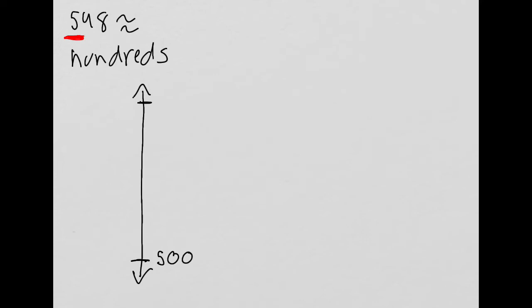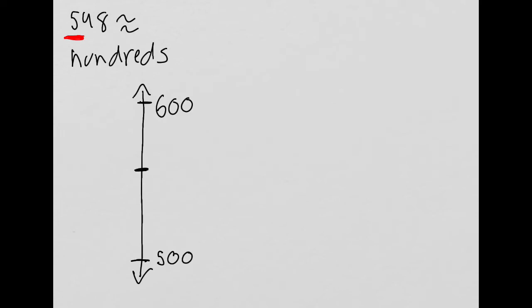Now, to find my top midpoint, I'm going to add 100 more, because I'm rounding to the hundreds place. So 500 plus 100 will be 600. So I know that rounding 548 to the nearest hundreds will either give me 500 or 600, and I need to figure out what the answer is. It will be one of those two.